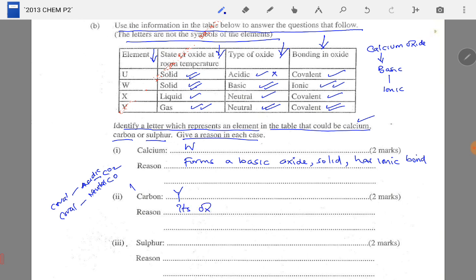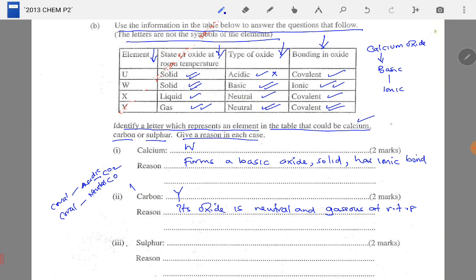Its oxide is neutral and gaseous at room temperature and pressure.